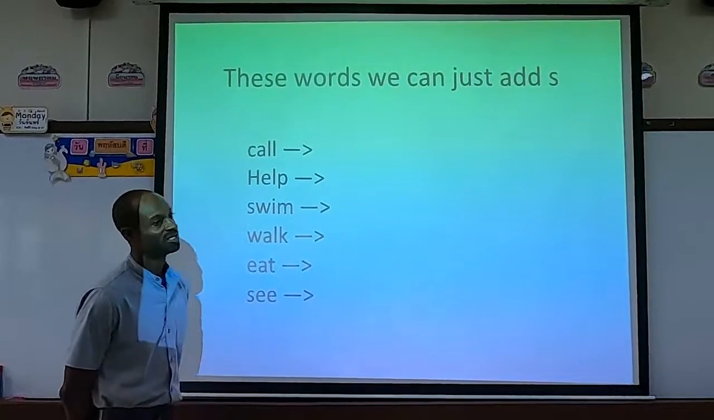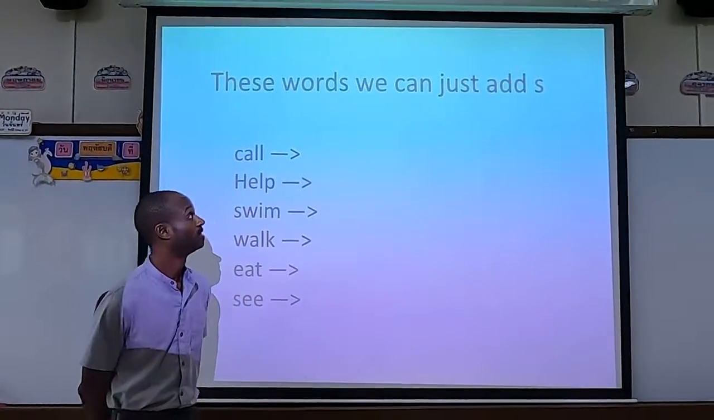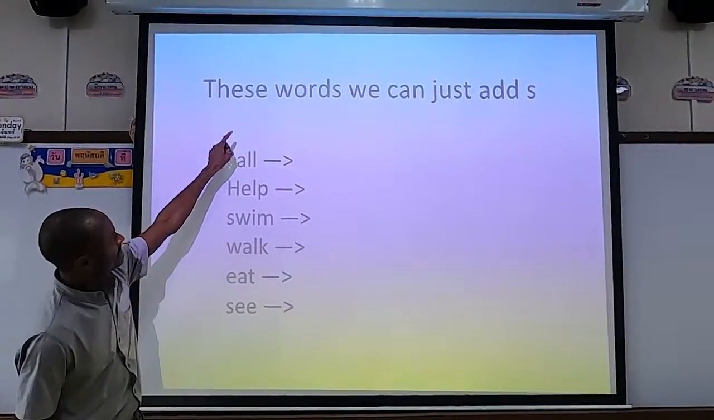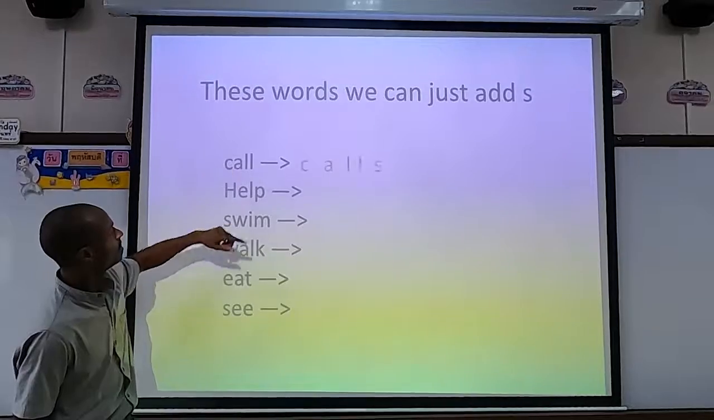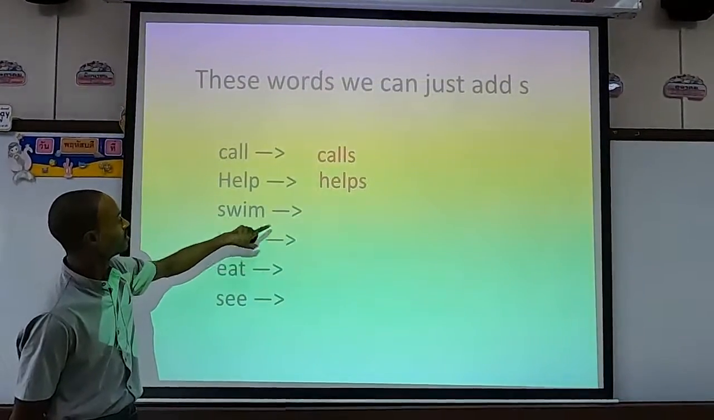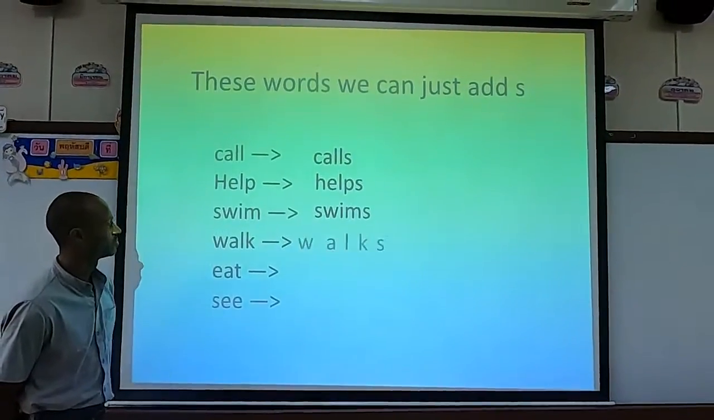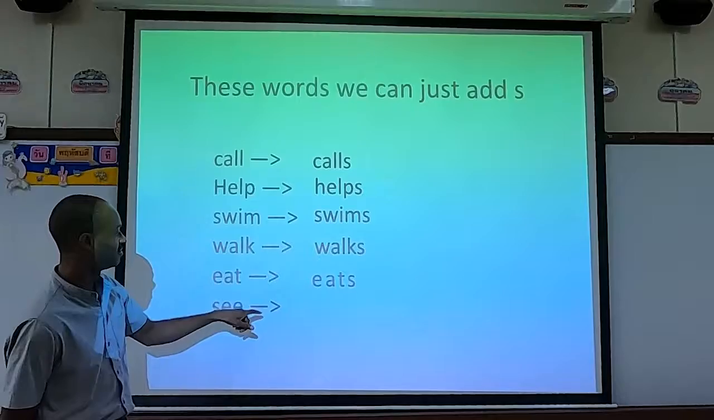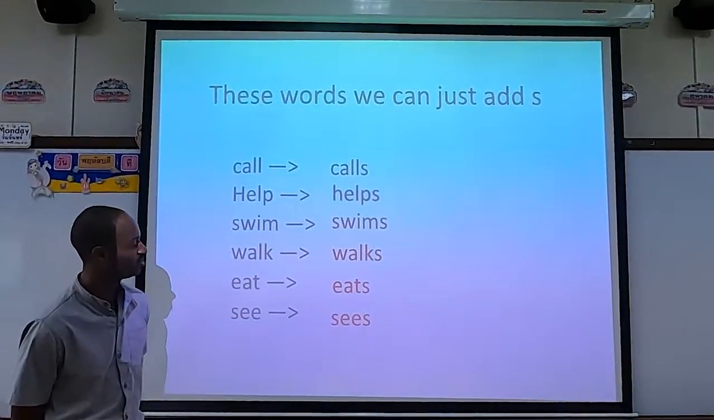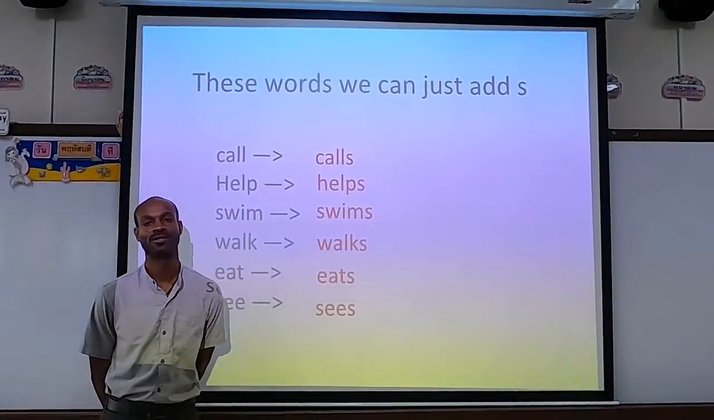Alright, so there's some examples that are going to be easy, and some we have to think a little bit. So, these words, we can just add S. Okay? Call becomes calls. Help becomes helps. Swim becomes swims. Right? Easy. Walk becomes walks. Eat becomes eats. See becomes sees. Now you should try to make a sentence with each word.